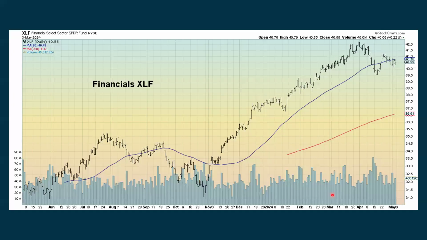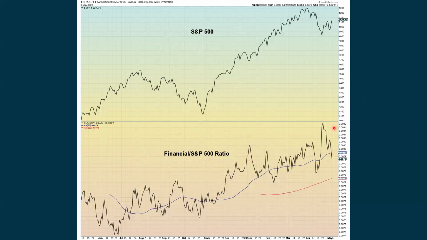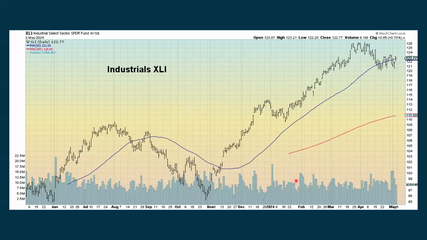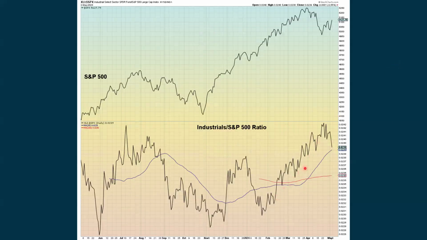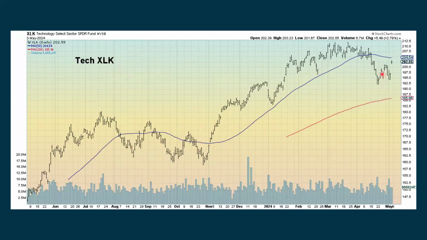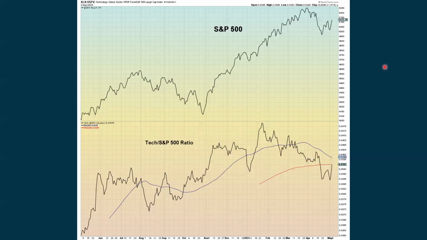The financials, which have been doing okay by themselves, a little bit under their 50-day moving average and in a longer-term uptrend, and doing okay with the ratio. They were really starting to outperform, but lately have been pulling back, but they're still in a longer-term uptrend compared to the S&P. Industrials, which are also dancing around their 50-period moving average, they have been outperforming the S&P, but lately have been falling back. Tech sector, underneath its 50-day moving average, and had been starting to underperform, still in a longer-term uptrend, but could be starting to show some improvement.